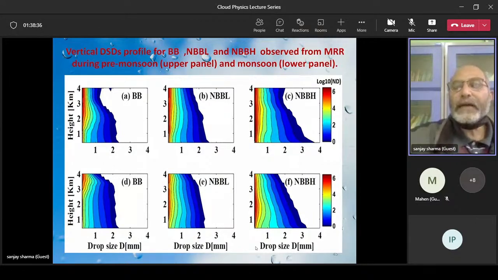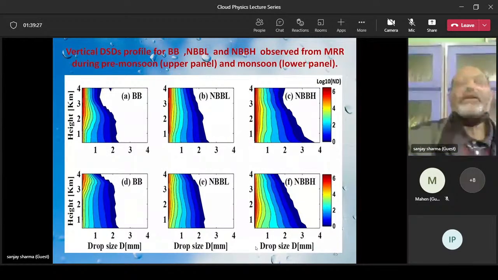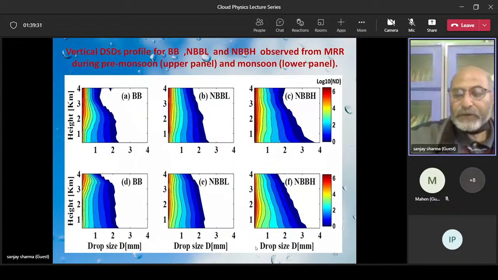So that NBBH high is indicating basically the convective rain. Bright band is a stratiform rain. So here also we can see that as drops are coming towards the down, during convective time, the larger drops are increasing. But during bright band, the enhancement is not very significant. And here we can also see lower drops are decreasing in their number density, which suggests that at the expense of lower drops which are decreasing, we are getting more larger drops. It means collision and coalescence process is taking place. We will see more here.